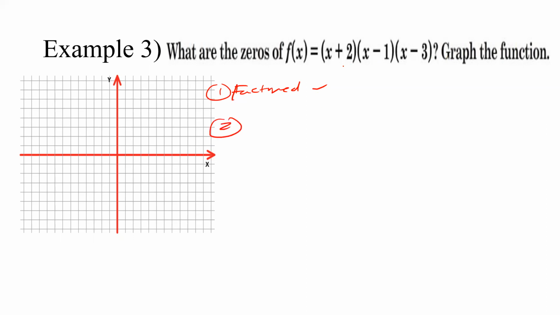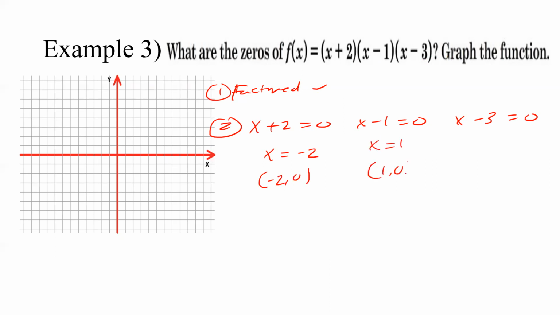Step 2 says to take each factor and set them equal to 0. So we have x plus 2 equals 0, we have x minus 1 equals 0, and we have x minus 3 equals 0. And we're going to solve for x. So we have x equals negative 2, so I have an x-intercept, negative 2, comma 0. We have x equals 1, so I have an x-intercept at 1, comma 0. And we have x equals 3, so we have an intercept at 3, comma 0. Okay, hopefully you're still with me. You feel pretty good about this.